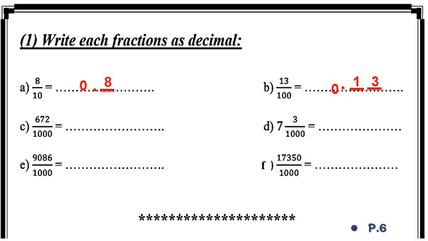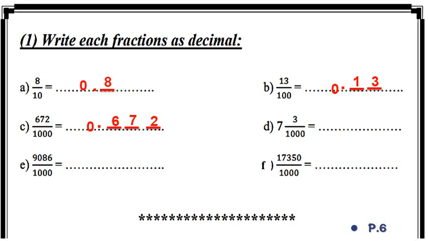Let's see in letter C. We have 672 over 1000. Here we have how many zeros down? We have 3 zeros. So we have to put 3 dashes, 1, 2, 3, and decimal point. Now write 672 from the right. We have here 2, 7, 6. What about the whole part? It is empty, so we have to put 0. So the answer is 0.672.